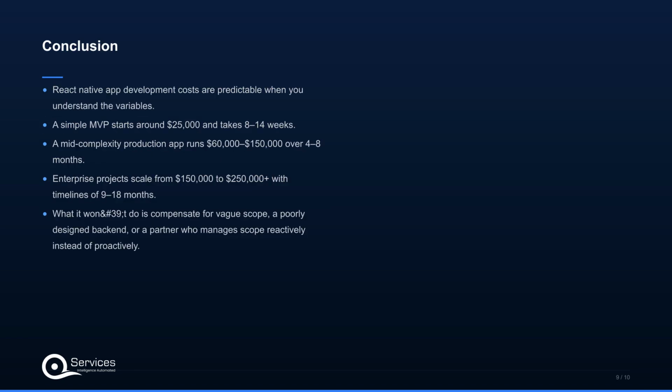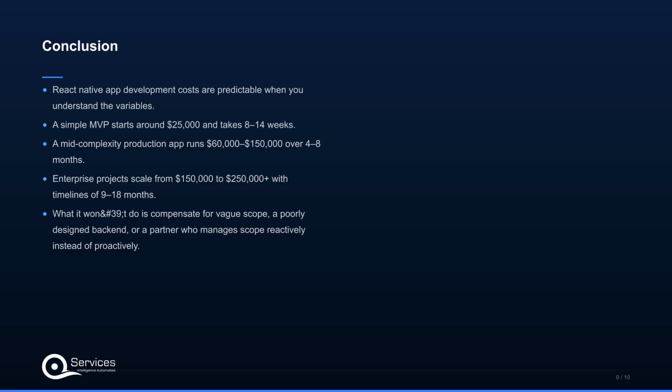Next up, moving on to conclusion. React Native app development costs are predictable when you understand the variables. A simple MVP starts around $25,000 and takes 8 to 14 weeks. A mid-complexity production app runs $60,000 to $150,000 over 4 to 8 months. Enterprise projects scale from $150,000 to $250,000 plus with timelines of 9 to 18 months.